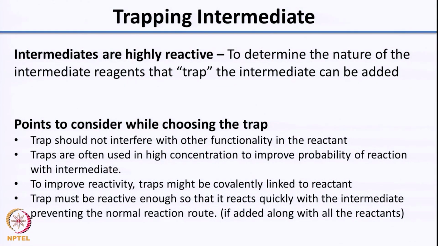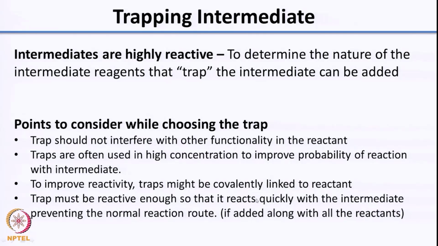So just a quick recap. Intermediates are very reactive, right. So it is very difficult for you to see the intermediate. So what is done is you add an external reagent or change your reactant such that you can trap the intermediate. So by trapping the intermediate into a very stable state, you can actually observe the intermediate. So this is a very clever trick that has been used to identify what the nature of the intermediate is.